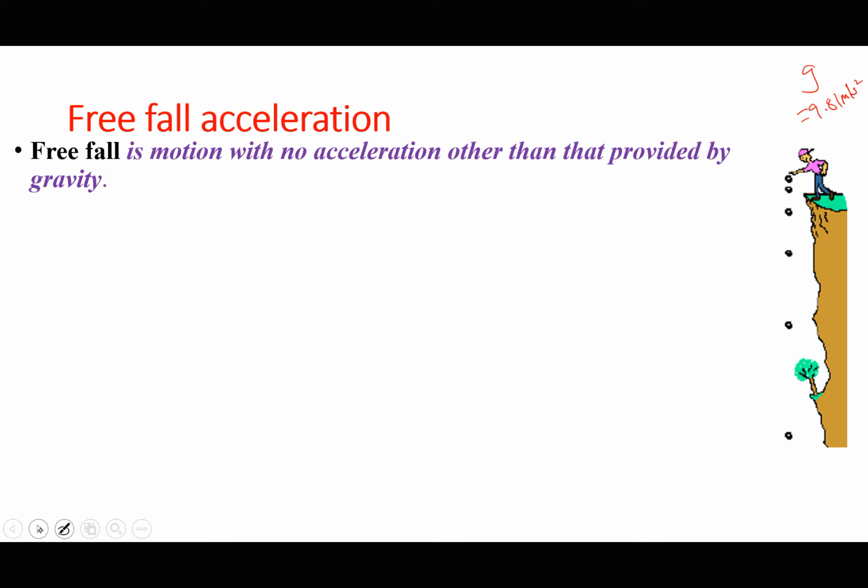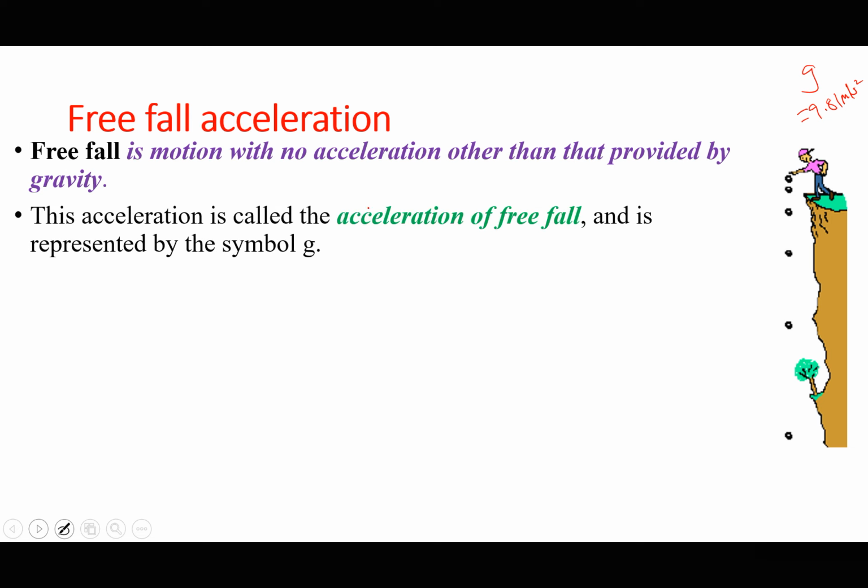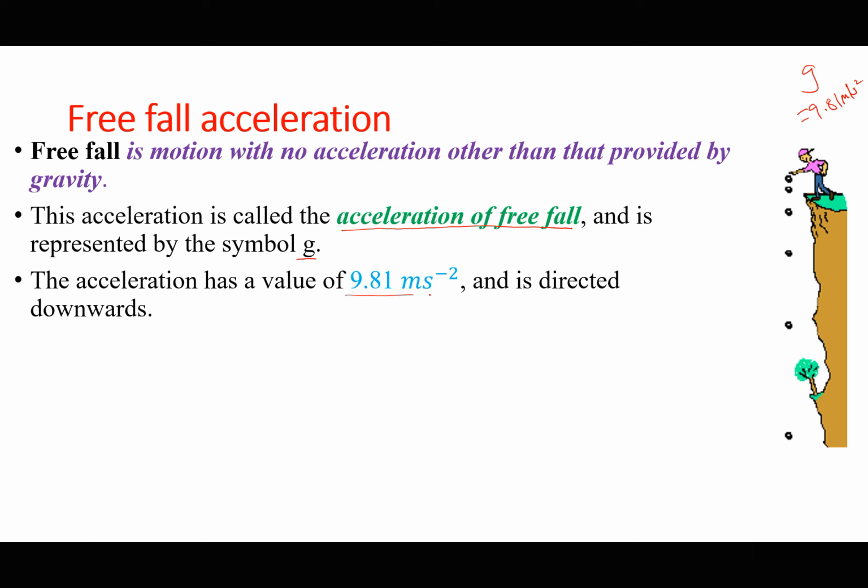So free fall is motion with no acceleration other than that provided by gravity, or by the gravitational pull, or by the gravitational attraction of a planet or of another large mass. This acceleration is going to be called the acceleration of free fall. The acceleration of a body falling due to gravity is called the acceleration of free fall, and we shall always use the letter g to represent it. This value is about 9.81 meters per second squared directed towards the Earth.